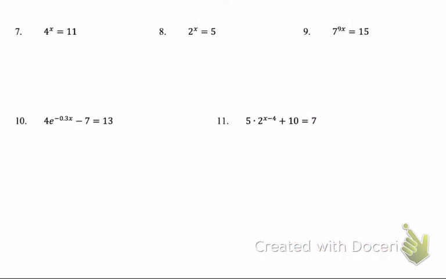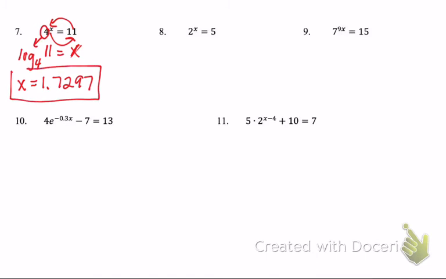Okay, next example, we have 4 to the x equals 11. So this 4 would become the base, so it comes down to the bottom. X moves to the other side. 11 comes over to the left. So I would write this as log base 4 of 11 equals x. Type that in my calculator. You end up getting 1.7297. And it is okay to leave it as a decimal.